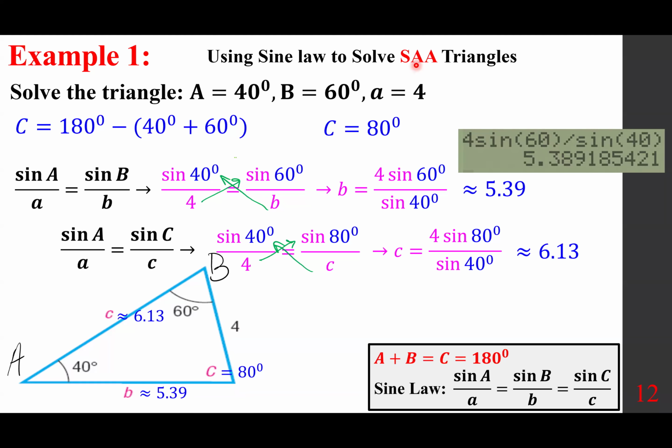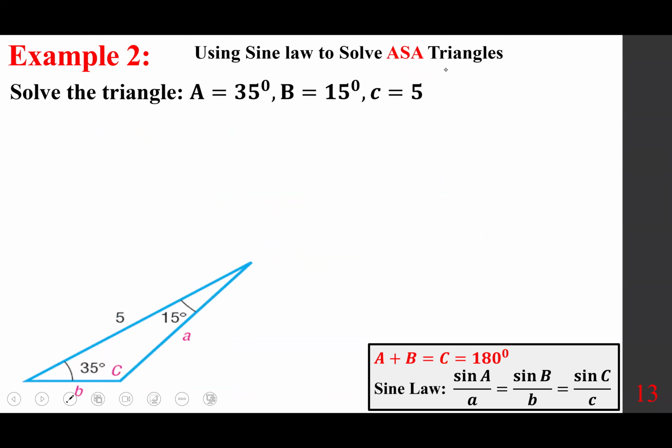So side, angle, angle. Example 2, solve the triangle: A equals 35 degrees, B equals 15 degrees, lowercase c equals 5, and we're going to use the sine law to solve ASA, angle, side, angle. As we look at this one, we see the angle, one of them, and the second one, and we see the side in between the two. That's why the side is in between.